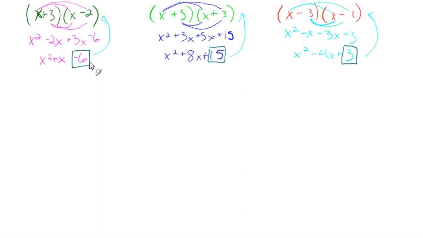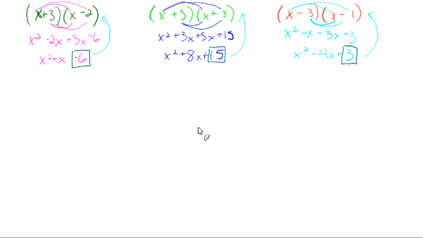How did we wind up getting that? What we call the constant, right? There's no variable in that term, just a number. Where did that number come from for each one of these? From the exact same place, right? The only way to get a constant is to multiply two constants together. So here's a constant, there's a constant right there, 3 times negative 2. Just the number times the number, where x was not involved in any way. 5 times 3 gave us our 15. Negative 3 times negative 1 gave us our positive 3.